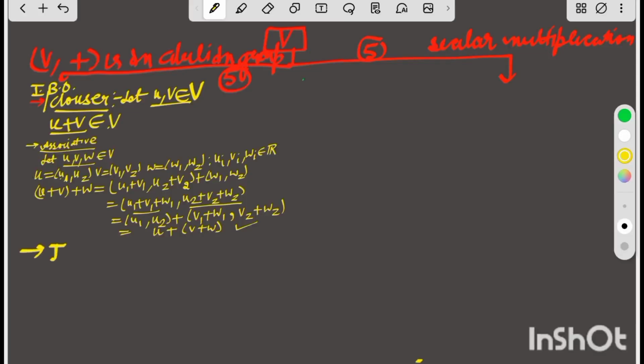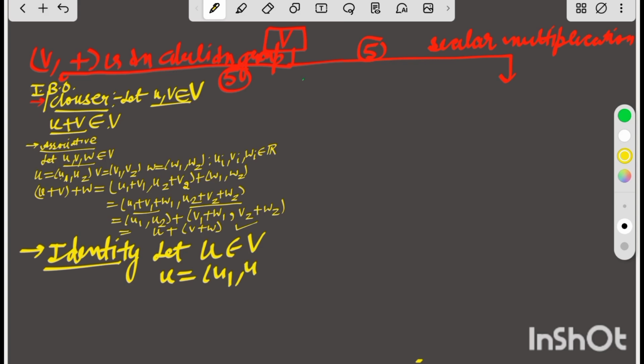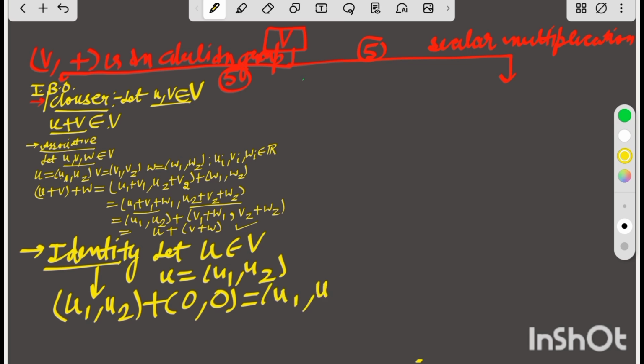Third property is identity. Let U be any element from the set V. Since if we add U1 and U2 with the (0, 0) element, we get the same element (U1, U2). Therefore, (0, 0) acts as the zero element or the additive identity of the set V.